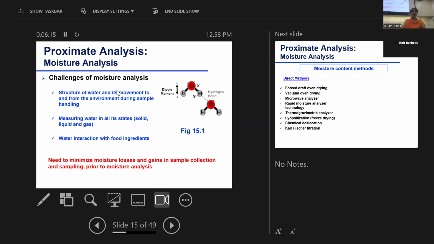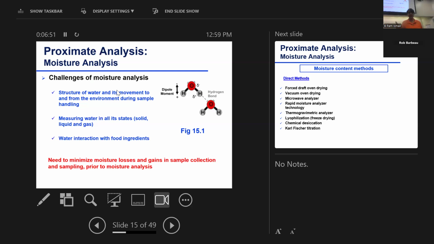Because of that characteristic structuring of the water, we always have this flux of association, dissociation, and interaction with the environment. So when we're measuring moisture content or even water activity, we need to make sure that during sampling and sample preparation and storage, we don't cause changes in moisture content or changes in water activity. We don't want that value to change.